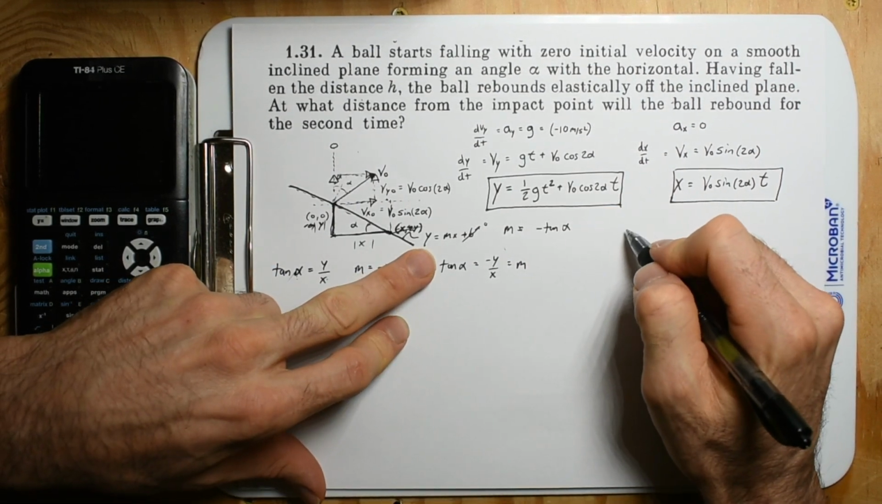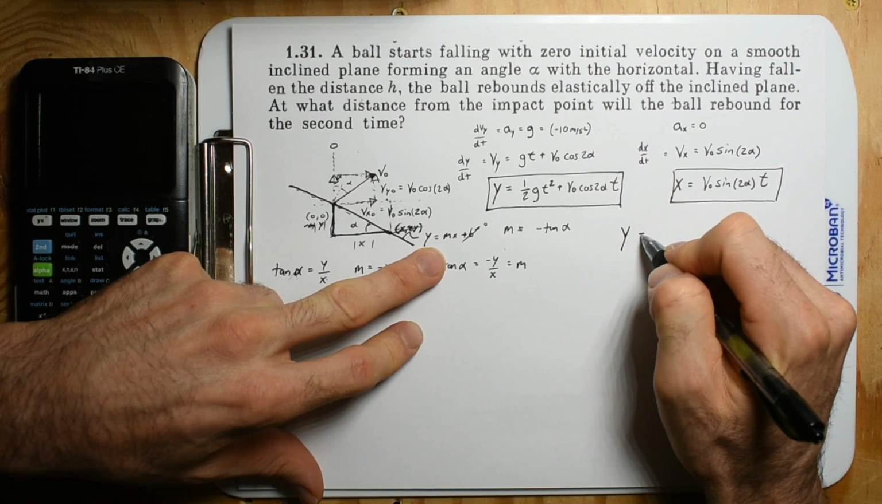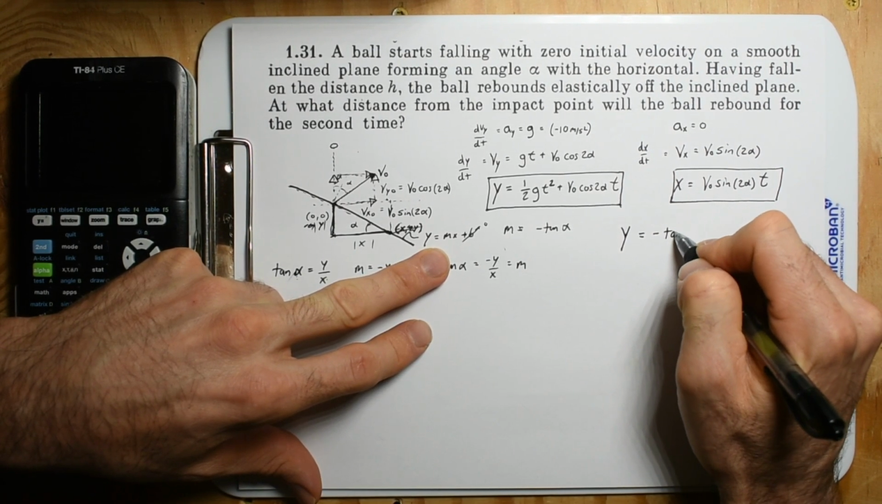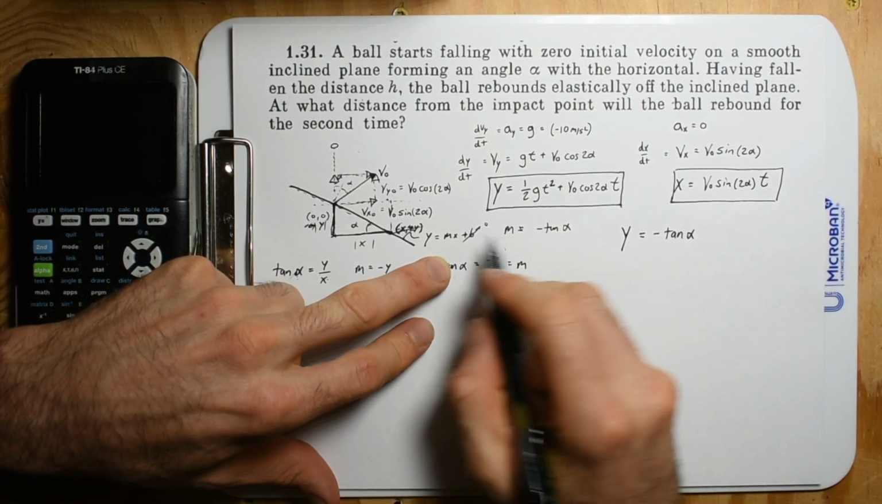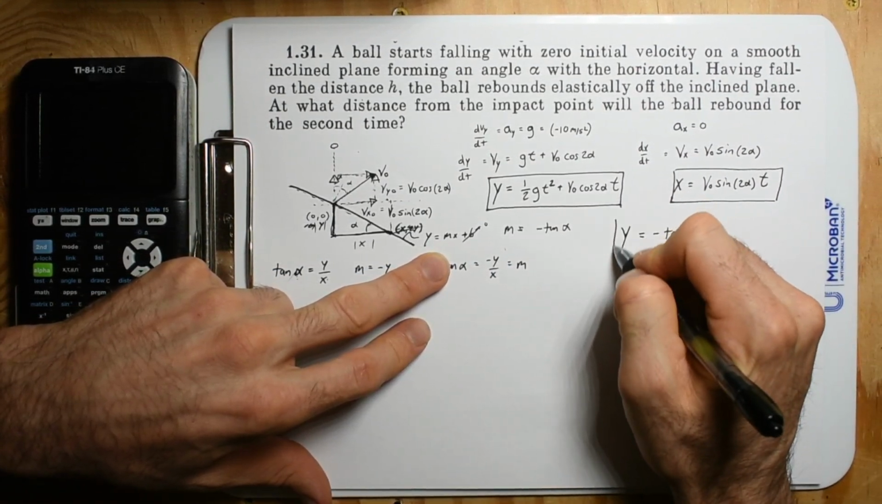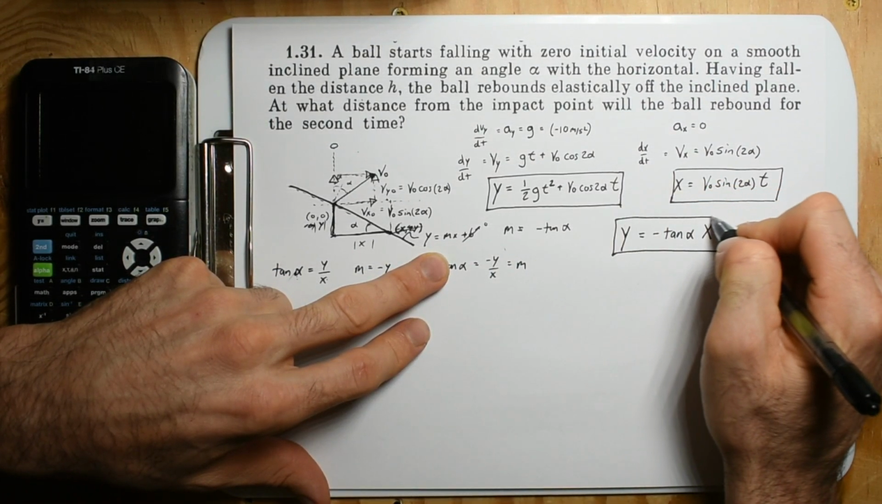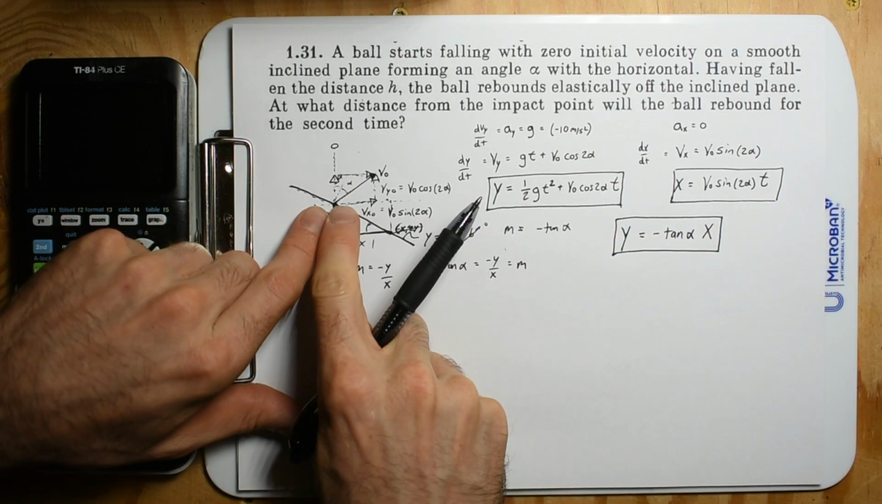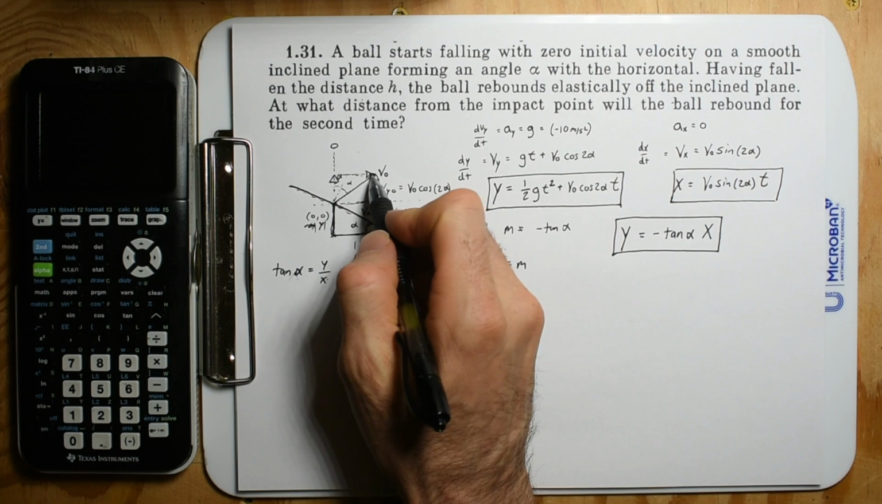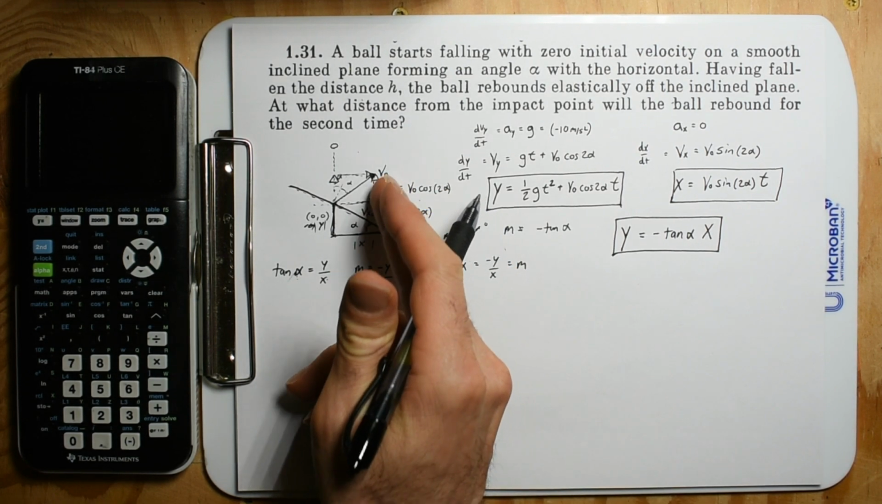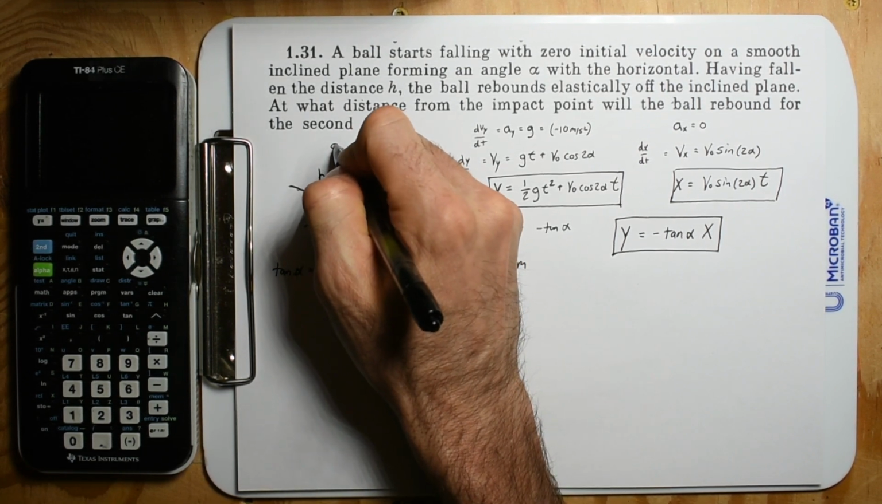Okay, so here's our equation. Our equation says y is equal to negative tangent alpha times x. Booyah. So there you go. Now this problem wants to know when the ball is going to bounce one time. So we need to go back and figure out what our initial velocity is based on the height.